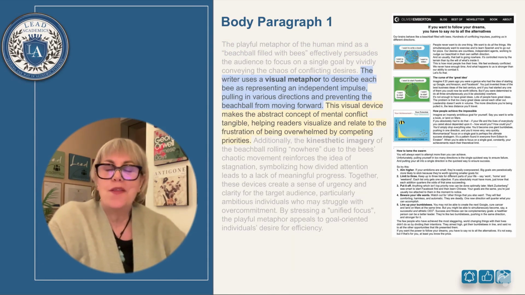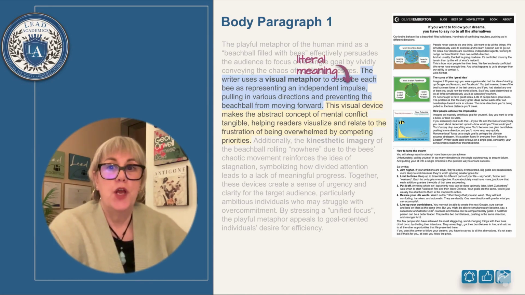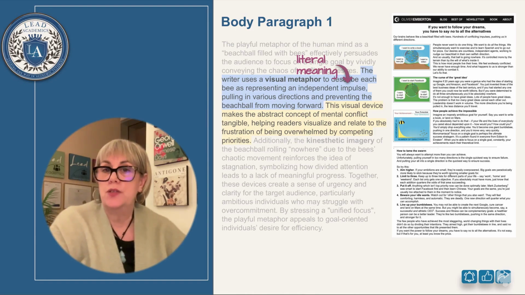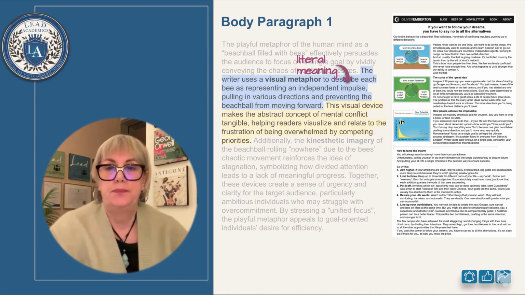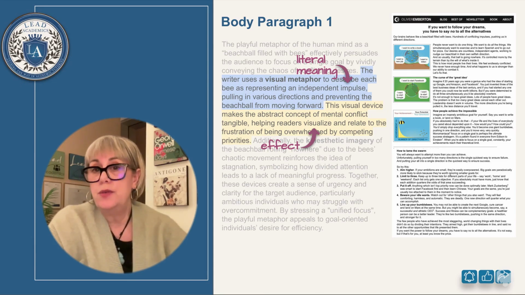Let's now zoom into one of the points to see how it's expressed. First, the student explains the device's literal meaning. The student writes that each bee is pulling in various directions and preventing the beach ball from moving forward, and that represents competing impulses. Next, the student explains the device's effect on the target audience. Here, the student says that the visual metaphor makes the complexity of the issue easier to grasp and empathize with.